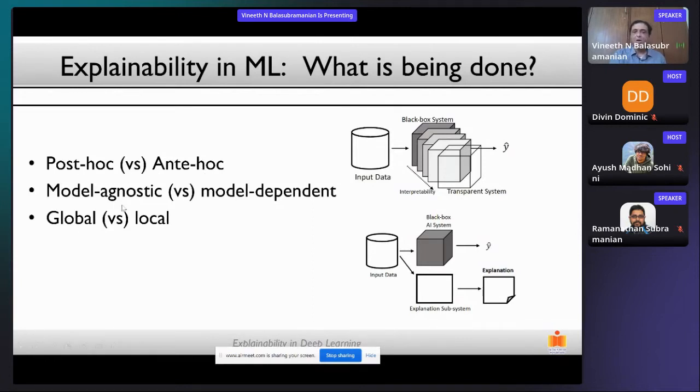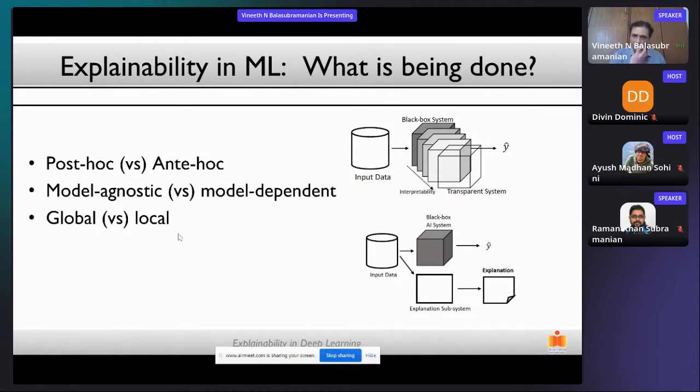Similarly, you could have model agnostic methods where, as I already mentioned, the explainability methods don't depend on the underlying model, or model dependent methods where it depends on the underlying model. You could also have global explanation methods versus local explanation methods. In global explanation methods, the explanation is for an entire population.